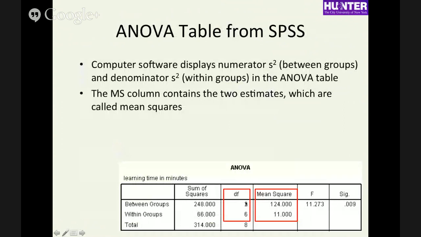The degrees of freedom for the numerator, remember, is just the number of groups minus 1. So we had 3 different groups. Degrees of freedom is 2.